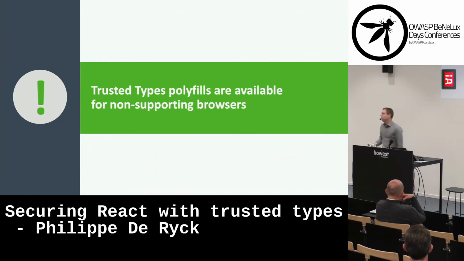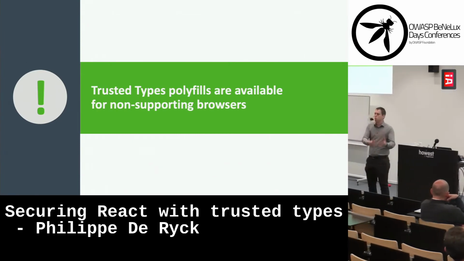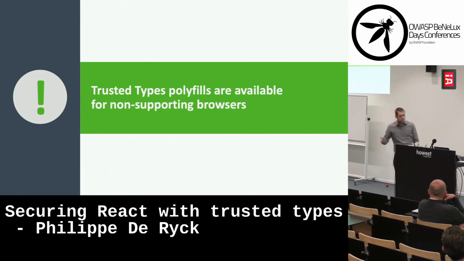And if you really want to, you can include polyfills as well. So there are JavaScript polyfills you can include to enable trusted type support on non-supporting browsers if you want to. But it's not necessarily required at this stage.